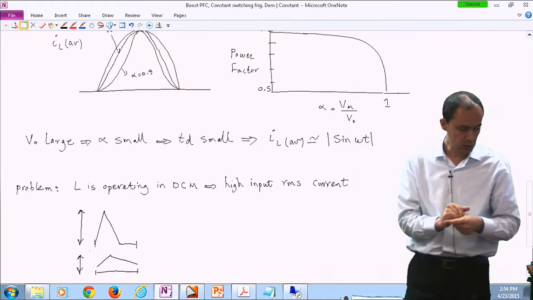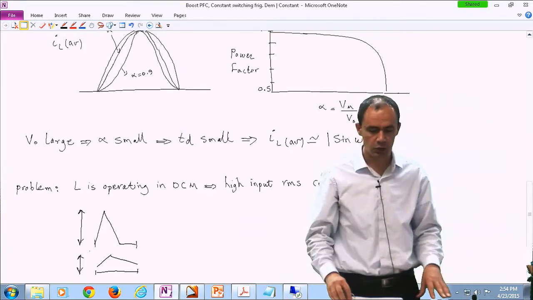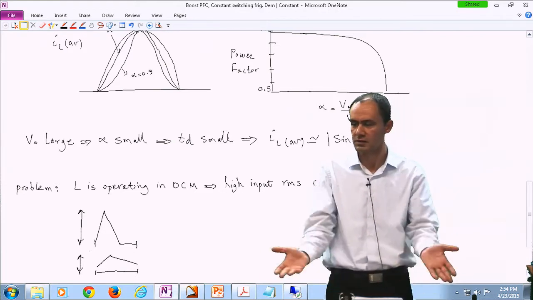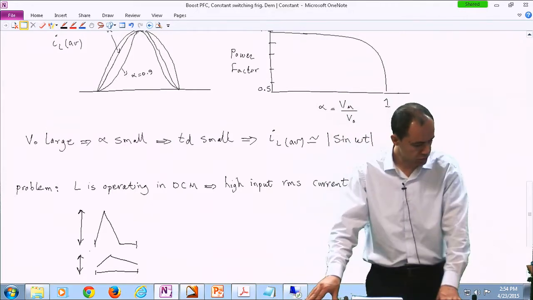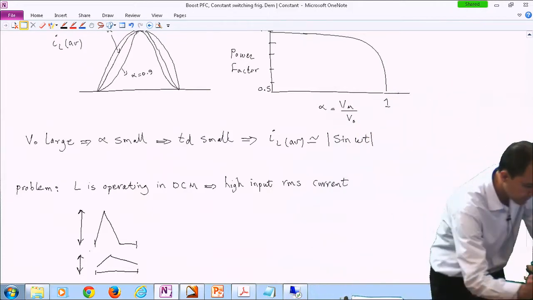All right. So that means if you're delivering power to a particular load, you better have a continuous current instead of a DCM current that is sometimes zero, nothing basically. And RMS is larger, therefore the conduction losses are going to be larger.